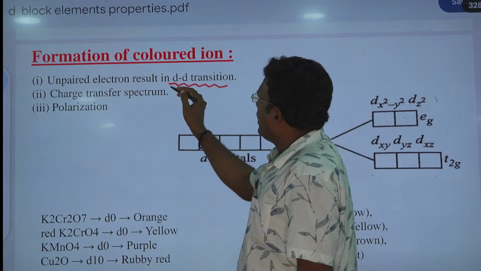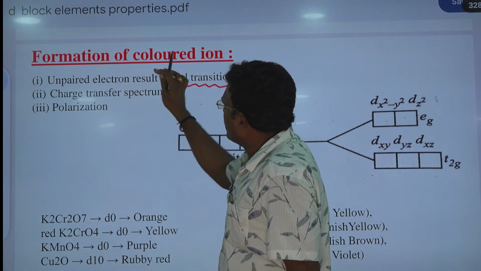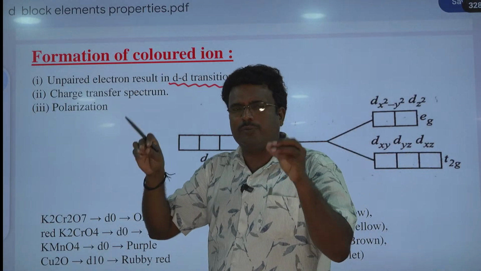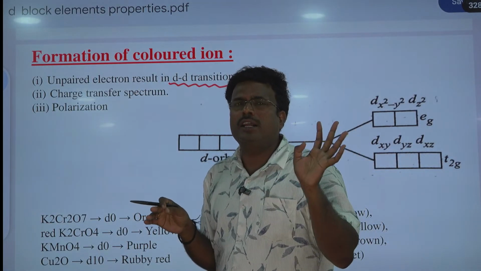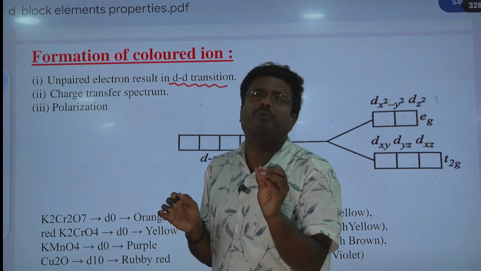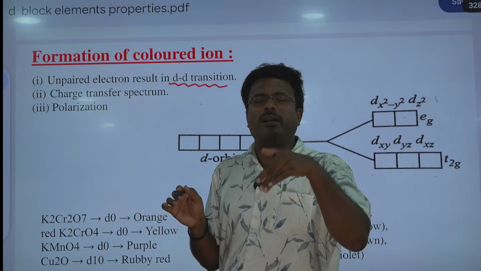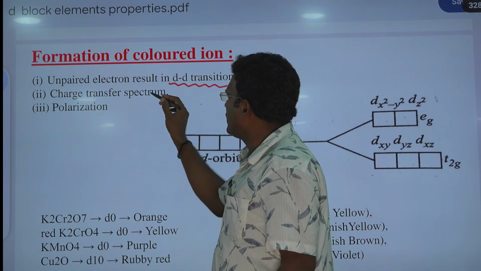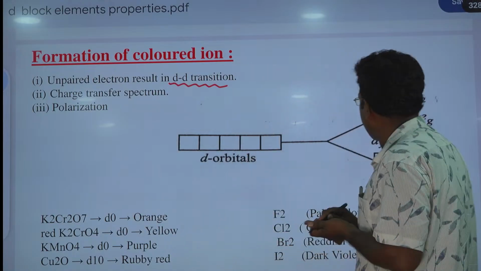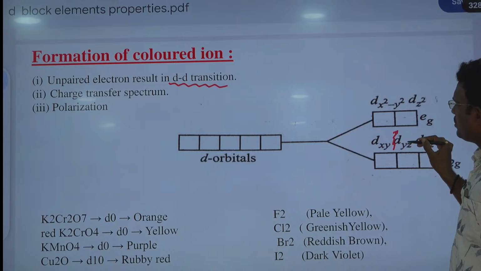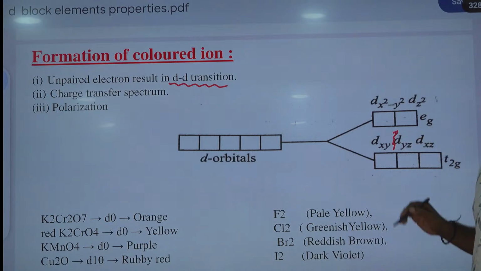So unpaired electrons, very important. Whenever colored compounds are observed, this is the reason. The most important examination point at NEET or IIT: which of the following is a colored ion? Simple, we identify whether unpaired electrons are present in the given ion or not. If unpaired electrons are present, that electron will be transmitted from one energy level to another energy level, such as the t2g level and eg level.